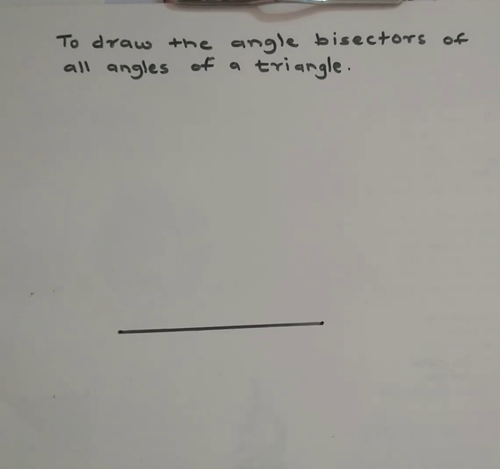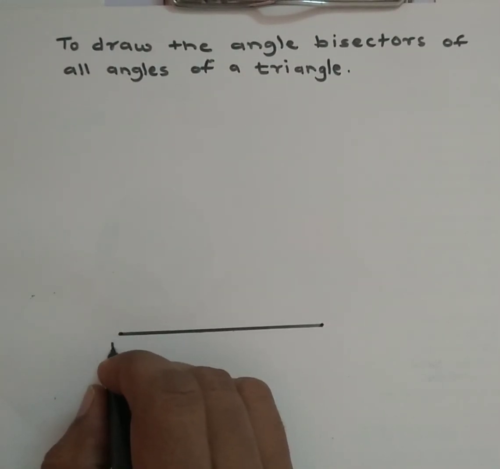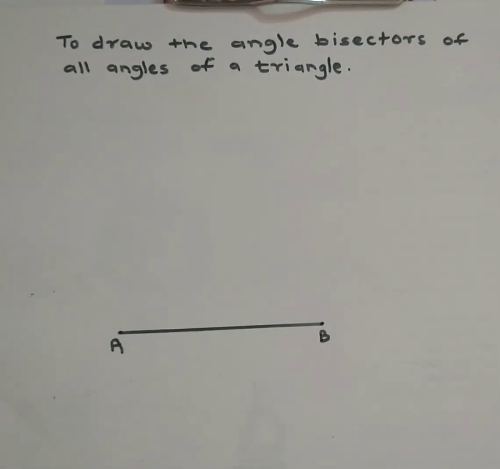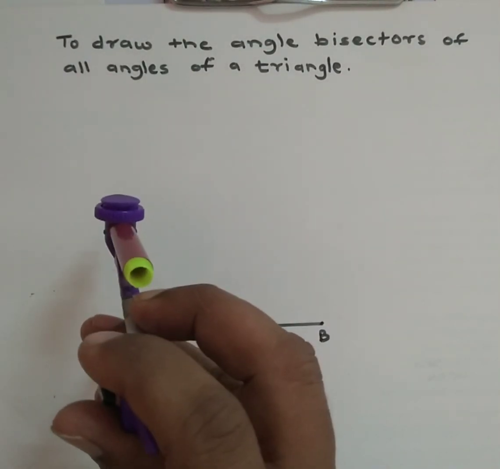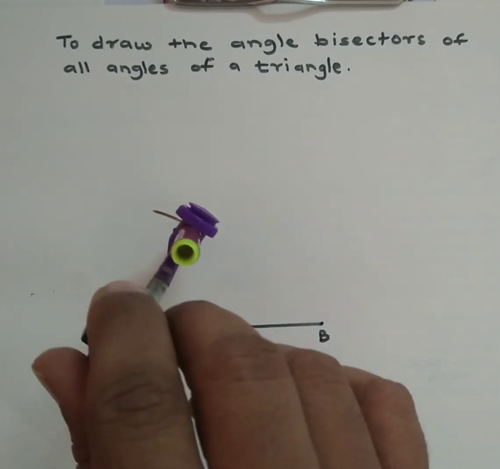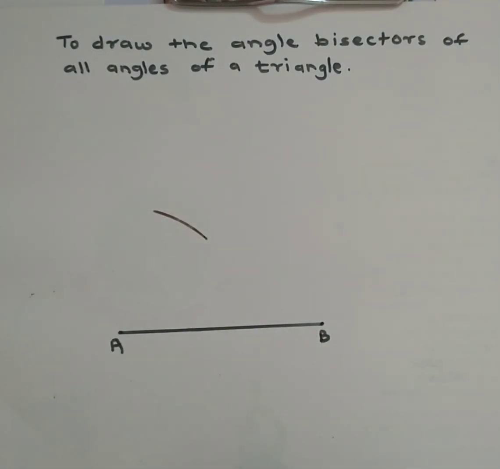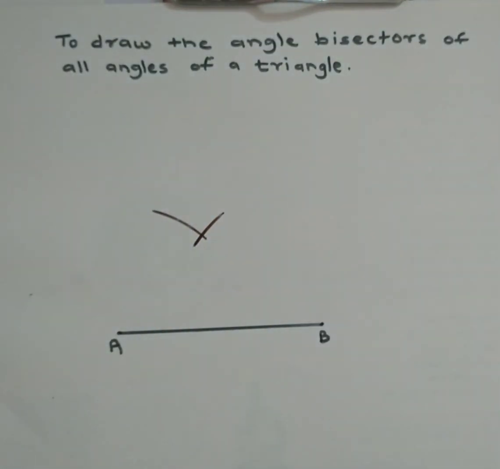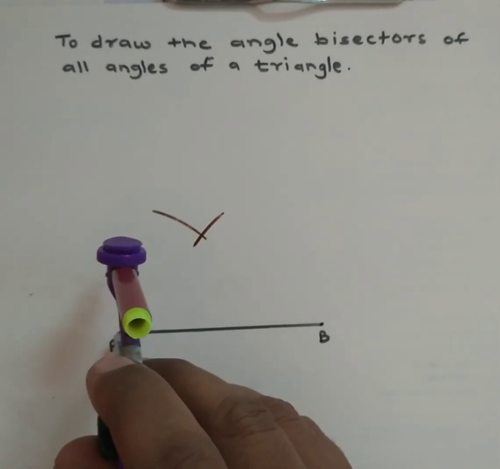Then first of all I will draw the largest side, that is 8 centimeter, and then I will take a distance of 5 centimeter and draw an arc from point A, and then I will take the distance of 6 centimeter and draw the second arc from point B. Now this is my triangle ABC.